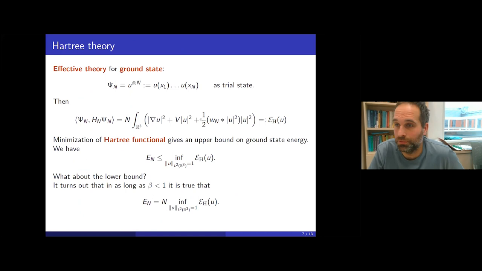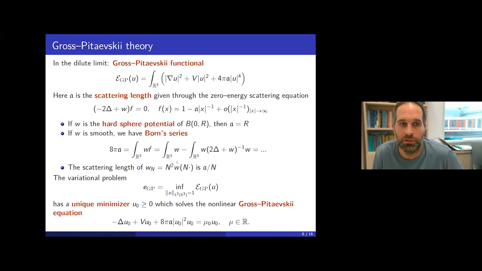It turns out that the right Gross-Pitaevskii scaling is the one where beta is equal to one. Then your effective theory is given by the Gross-Pitaevskii functional, which has the same kinetic and potential energy parts, but the two-body interaction energy now comes with a 4 pi a, where a is the scattering length.